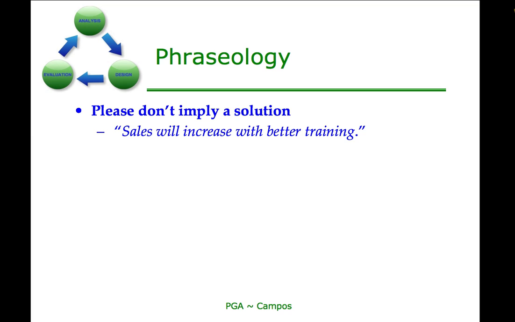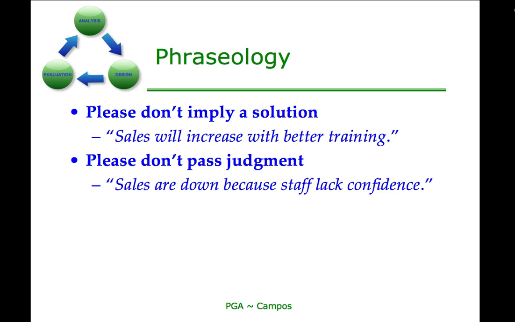So when we look at phrasing this, it's really important that you don't imply a solution within your problem statement and within your performance gap analysis. So a performance problem statement would never say anything like, sales will increase with better training as a future state. You also want to be really careful not to pass judgment on the performance. These are objective evaluations of what's happening. So we're not going to pass judgment that sales are down because staff lack confidence. All we can really confirm at this point in the process is that sales are down and it has an impact.